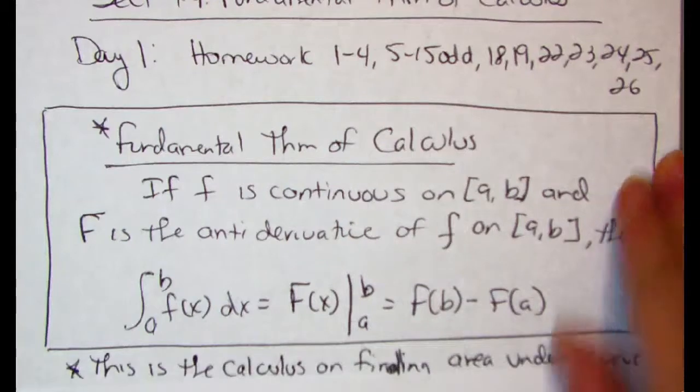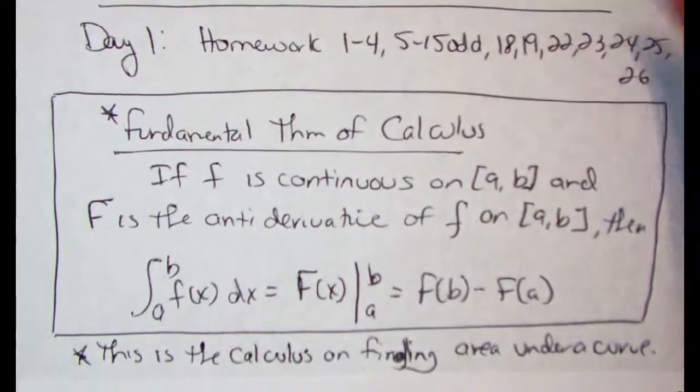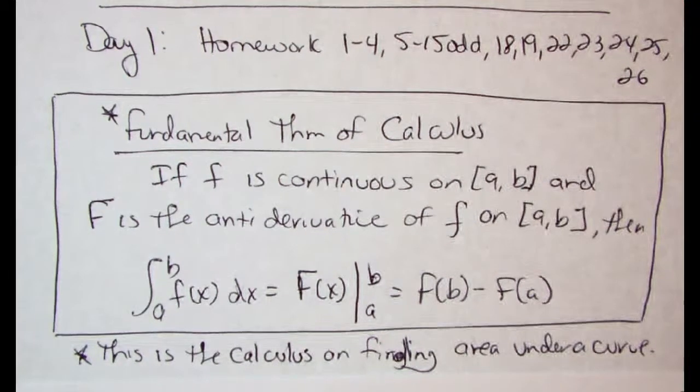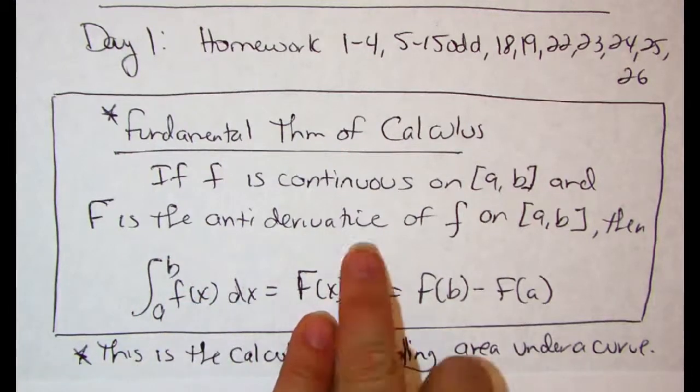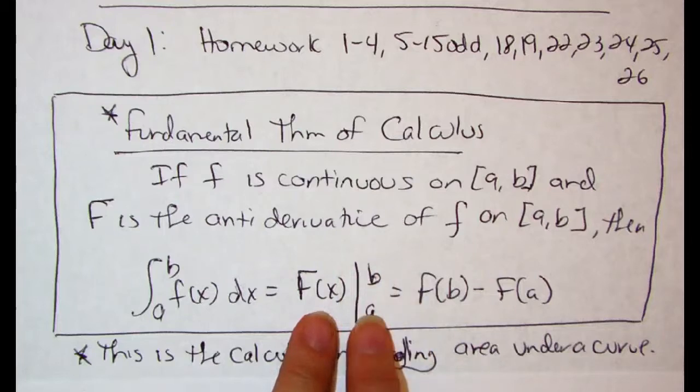In other words, this is how you find area underneath a curve the calculus way instead of the geometric way. It's by the fundamental theorem of calculus. So you have your function, and you're taking the antiderivative from a to b. Once you take the antiderivative, you evaluate it from a to b. So F of b minus F of a.